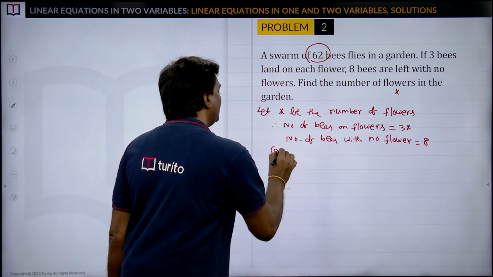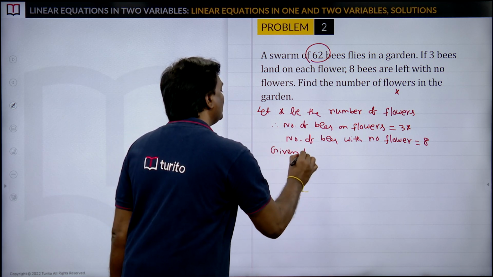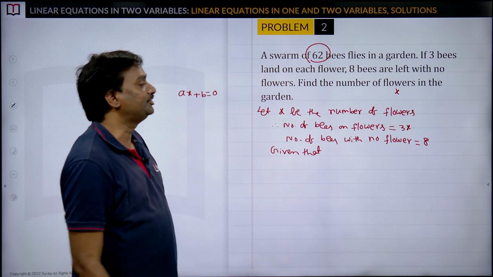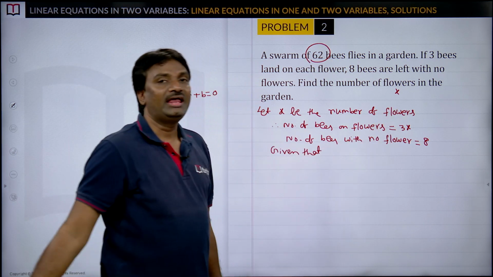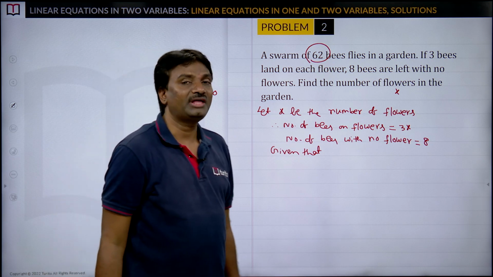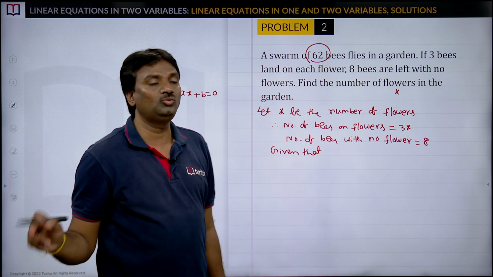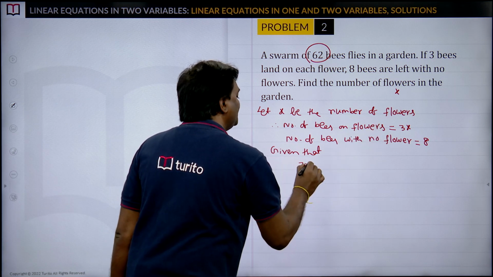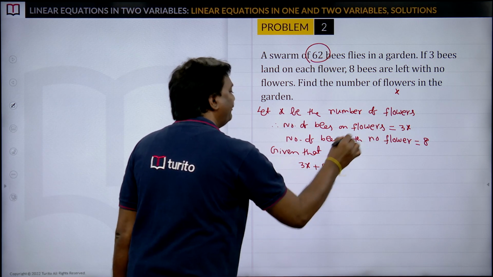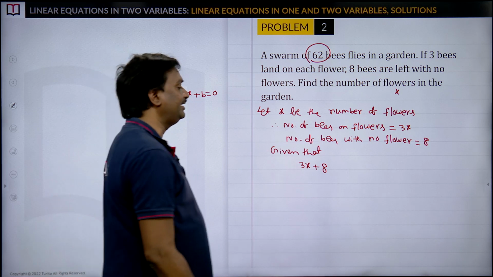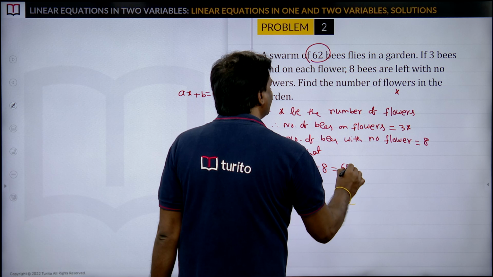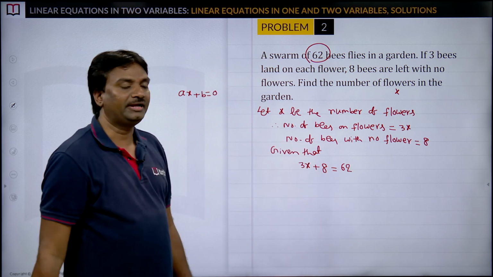So, given that the total number of bees equal to 62. Total number of bees means number of bees on the flowers and number of bees having no flower. So, number of bees on the flowers is 3x, number of bees having no flower is 8. So, 3x plus 8 equal to 62.